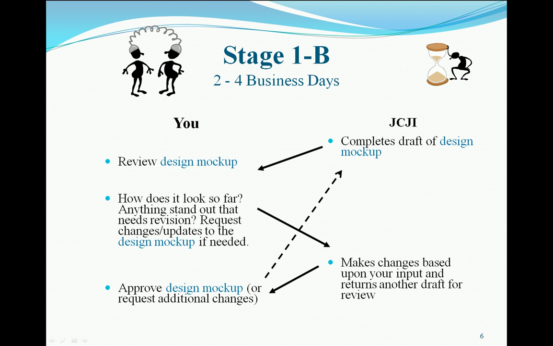And the reason why we have stages 1A and 1B is because during stage 1 there may be a number of revisions of the mock-up until we get it just the way you want it. So you'll tell us how you like the way it looks. You might ask us for some changes. We'll make those changes and give it back to you. And we'll do that as many times as needed, which is why you see this dotted arrow back to the design stage. We'll do it as many times as necessary until you like the way it looks. There's no additional charge for that at this point.